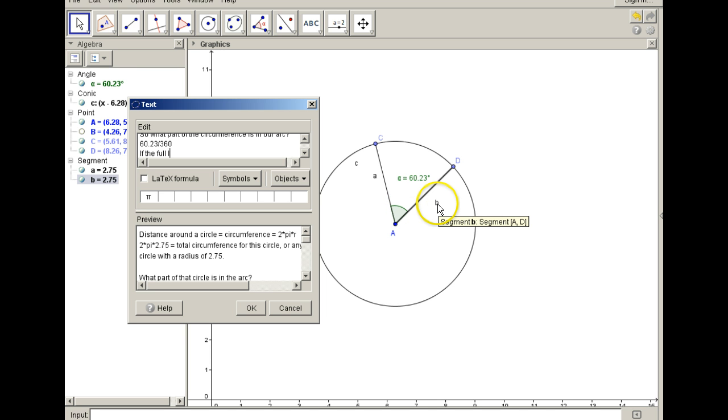So if the full length is equal to 2 times pi times 2.75, then the arc length is equal to 2 times pi times 2.75 times 60.23 over 360. Okay, that's all we're going to do. Let me get my calculator and show you how that's worked out.